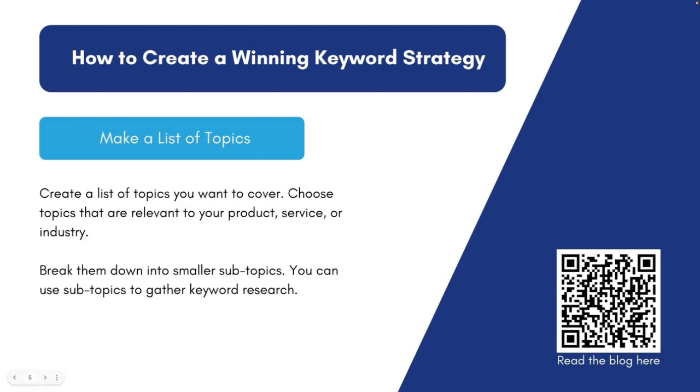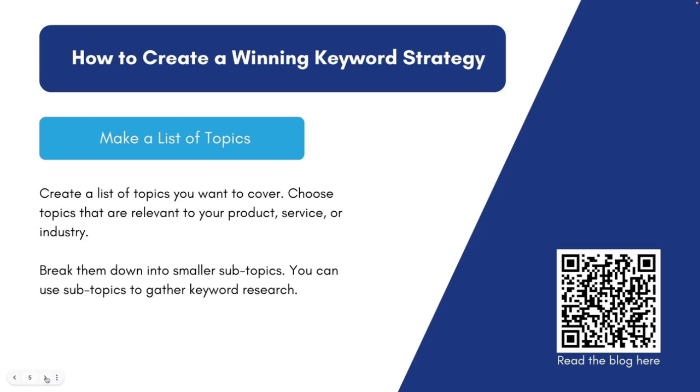Tip number 4, make a list of topics. Once you have a better understanding of who your customers are, you can start working on your keyword strategy. Start by creating a list of topics you want to cover. Choose topics that are relevant to your product, service, or industry.